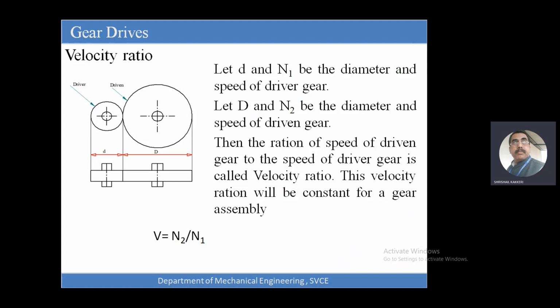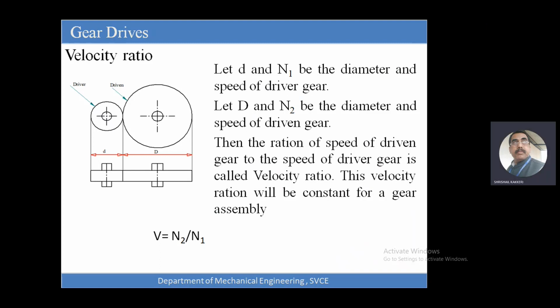I was talking about the gear drives. Whenever two gears are meeting each other, or two gears are used to transfer power, one has to identify which is the driver gear and which is the driven gear. As I already told you, a very simple way: the gear fixed on the source of power shaft will always be called the input gear or driver gear. The gear which follows it is called the follower or driven gear.